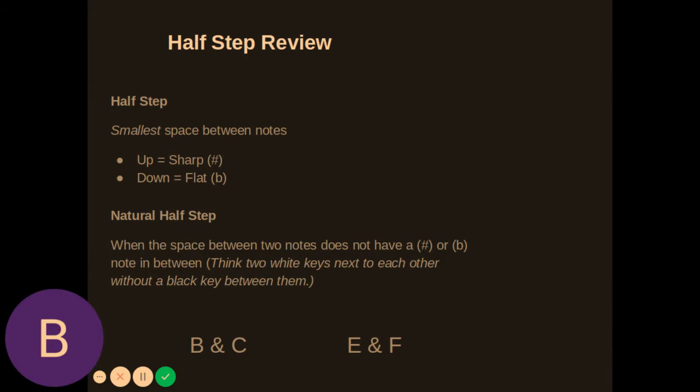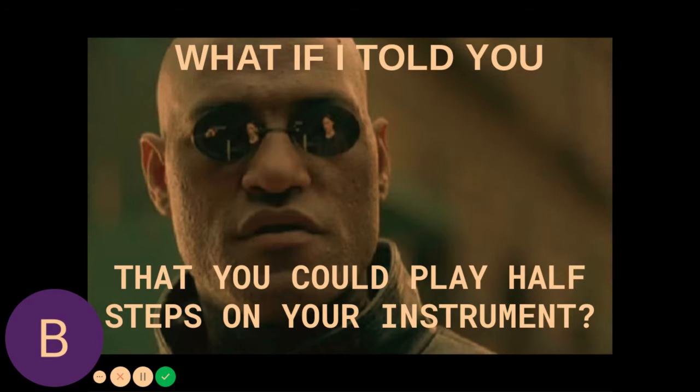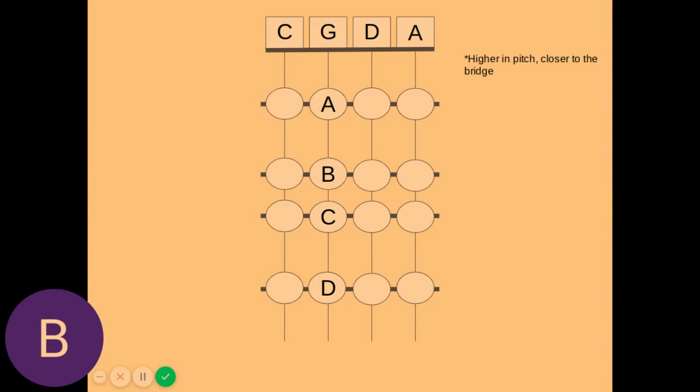When the space between two notes doesn't have a sharp or flat note in between, those are our natural half steps. So those two sets are B and C and E and F. If you remember the piano keyboard, it's the two sets of white keys that didn't have a black key in between them. Now, what if I told you that you could play half steps on your instrument?